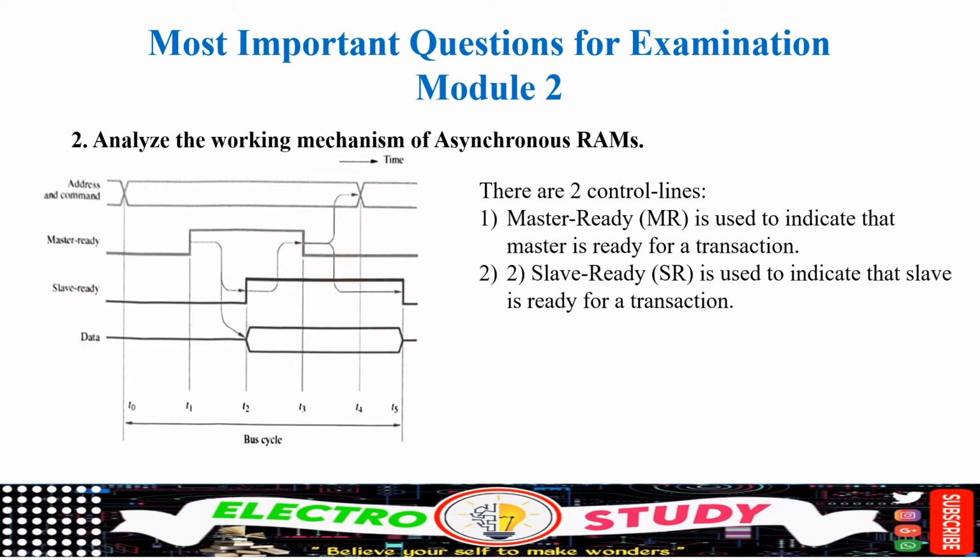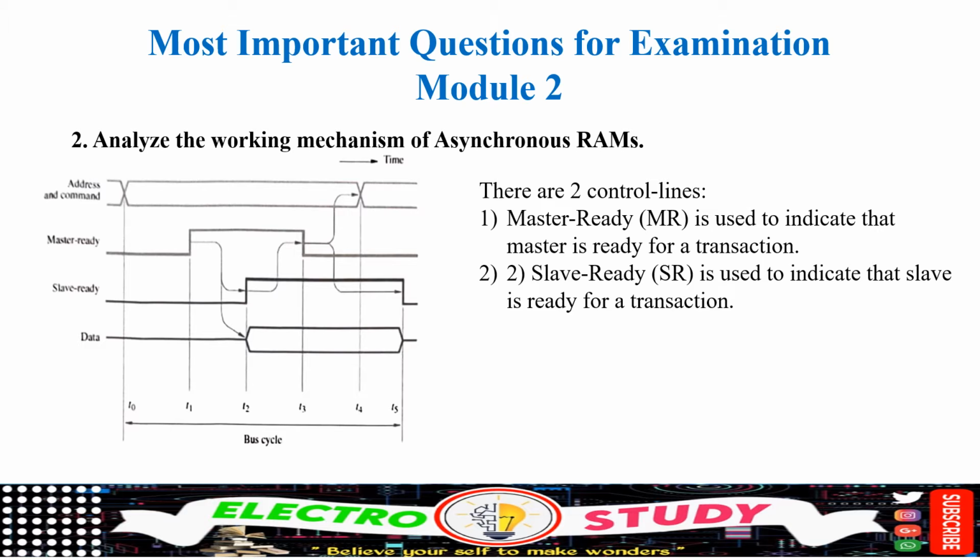Moving on to the next question: analyze the working mechanism of asynchronous RAMs. In order to store the information in the cell, the transistor will be switched on. Only if it is switched on, the appropriate voltage will be applied to the bit line, which charges the capacitor, and after the transistor is turned off, the capacitor will start discharging.